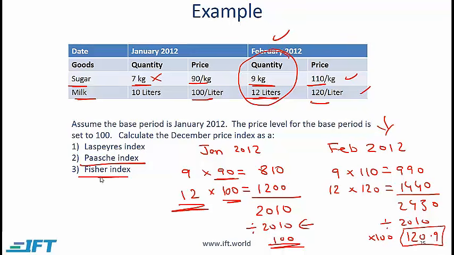The Fisher index simply represents a geometric mean of these two numbers. If earlier we calculated 120 under the Laspeyres method, and now we have 120.9, so the Fisher index will simply be the geometric mean, which is the product of the two, and then we take the square root.